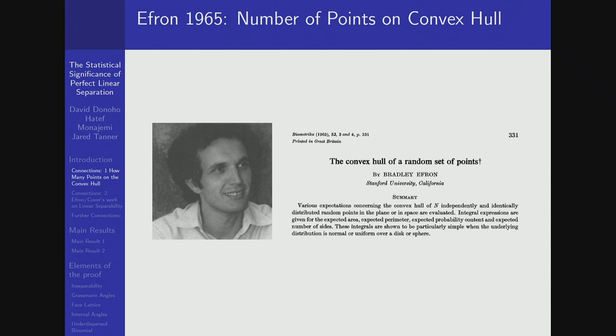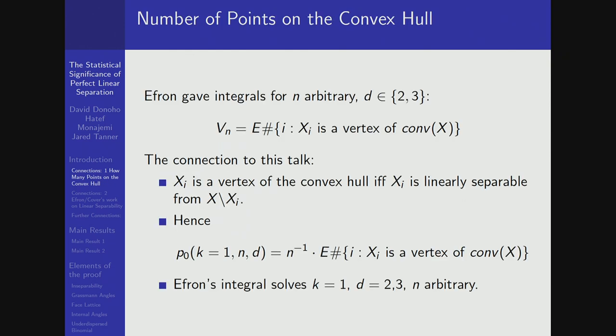Efron looked at the various expectations concerning the convex hull of n independent, identically distributed random points in a plane or in space. In particular, n could be anything, and k would be 1, being a vertex. So let's see what Efron was telling us. He gave us integrals to calculate, for any n and for d being 2 or 3, the expected number of vertices that you get when you put n points down in 2 or 3 dimensions, where the points are put down according to a Gaussian distribution. This is exactly telling us what this p0 is when k equals 1 for d being 2 or 3. So the answer is known in these low-dimensional cases. You just count the number of vertices divided by the number of possible points. There's your expectation.